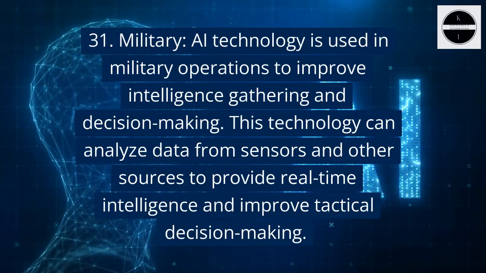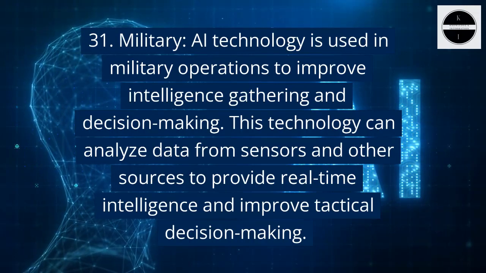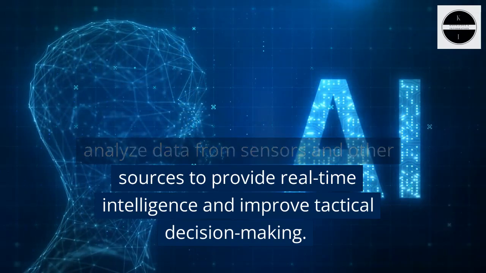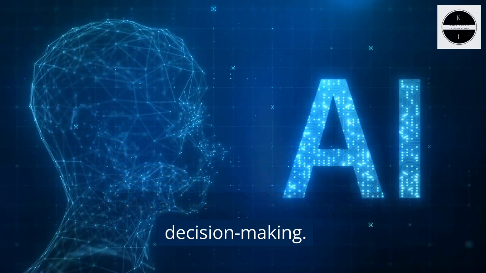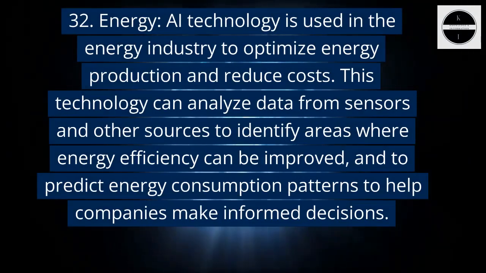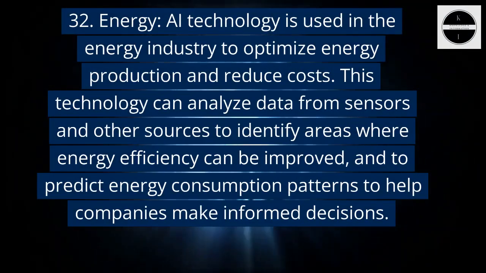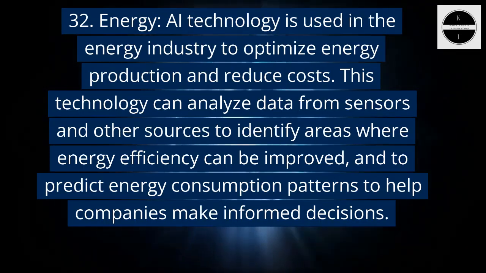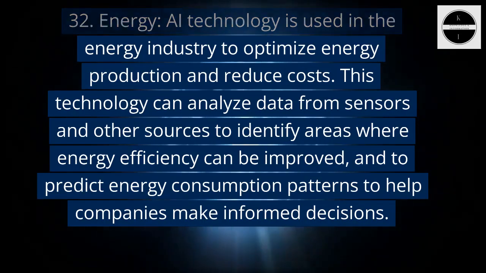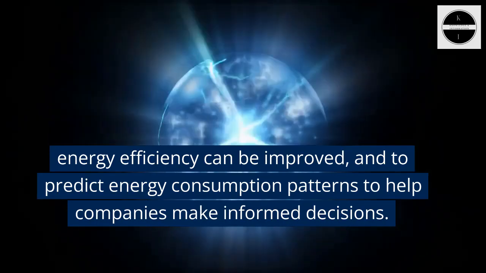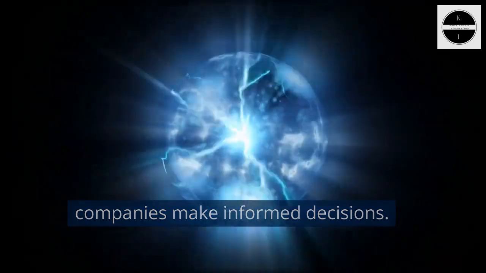31. Military. AI technology is used in military operations to improve intelligence gathering and decision making. This technology can analyze data from sensors and other sources to provide real-time intelligence and improve tactical decision making. 32. Energy. AI technology is used in the energy industry to optimize energy production and reduce costs. This technology can analyze data from sensors and other sources to identify areas where energy efficiency can be improved, and to predict energy consumption patterns to help companies make informed decisions.